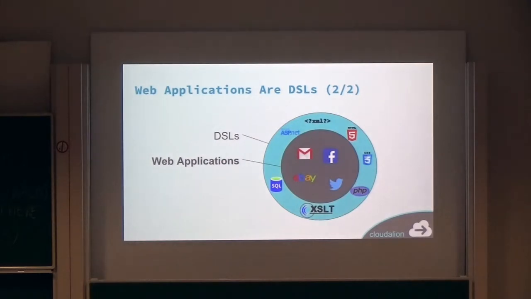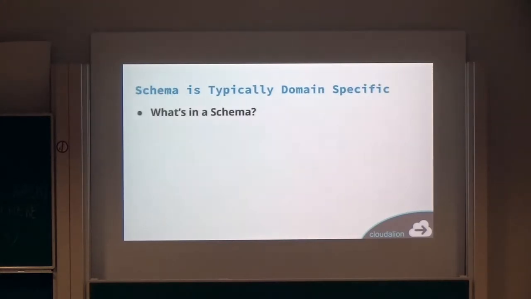So, having established that applications are languages, why are they domain specific? To understand that, let's go into a schema. So what's in a schema for an application? If it's something like Facebook, we'll have statuses, friendships, and likes. If it's something like Twitter, we'll have tweets and followers.